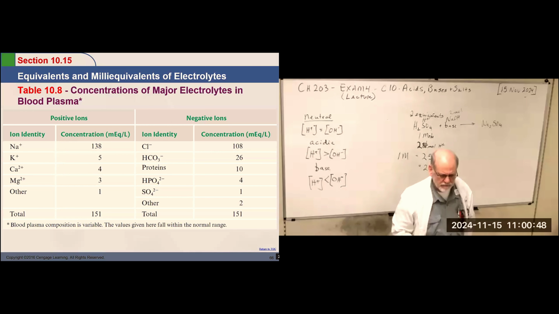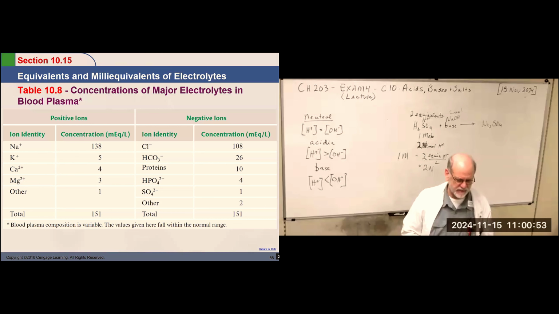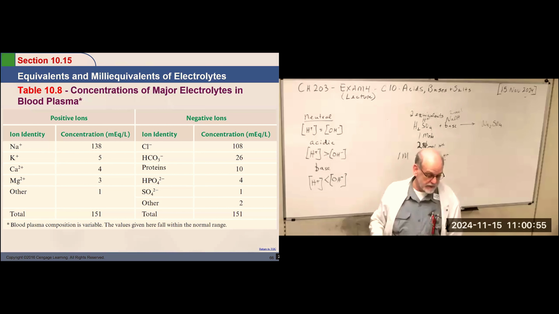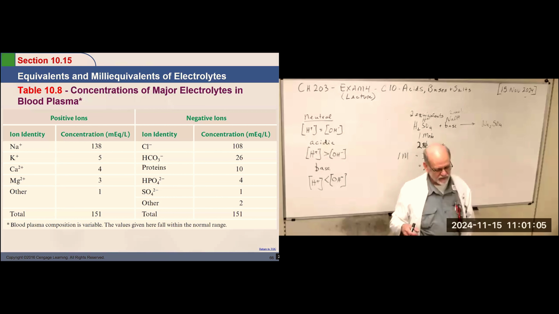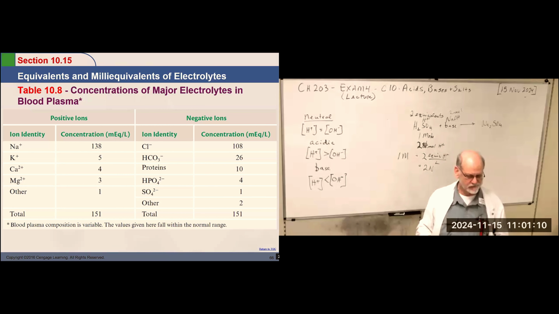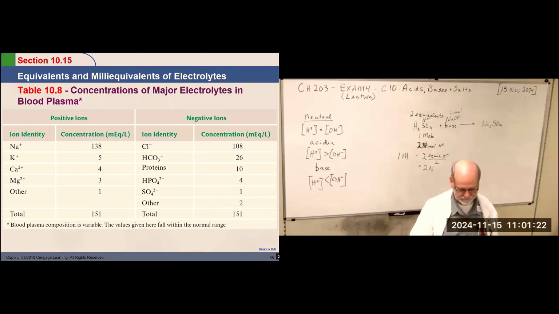So if you have, let's see, major electrolytes in blood plasma. Okay, so when your doctor gets the results back from the lab, they're going to be expressed in terms of equivalents. Milliequivalents of sodium in your blood are 138 per liter. That would be normal. Potassium would be 5, so there's a lot less potassium than there is sodium, calcium, magnesium. Your anions can also be expressed that way.